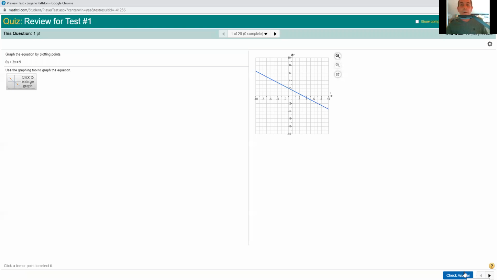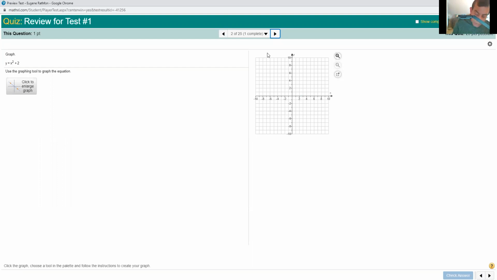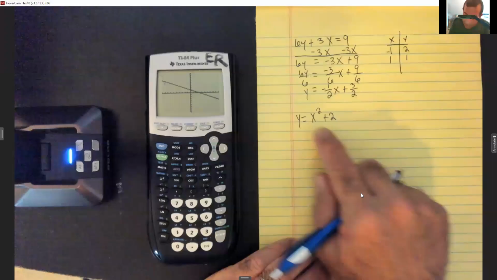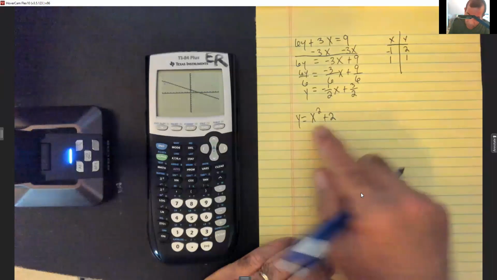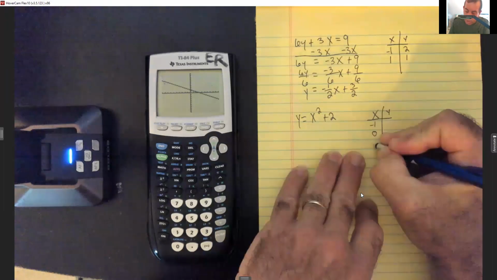All right, so I need to move to the next one. So I'm going to go to number 2. So this wants me to graph y equals x squared plus 2. And y'all, I'm gonna work that real quick, show you some points I would pick. And anytime you got an x squared graph in this section, the three numbers you want to use are -1, 0, and +1.